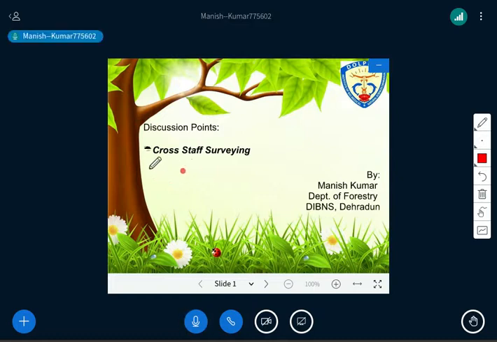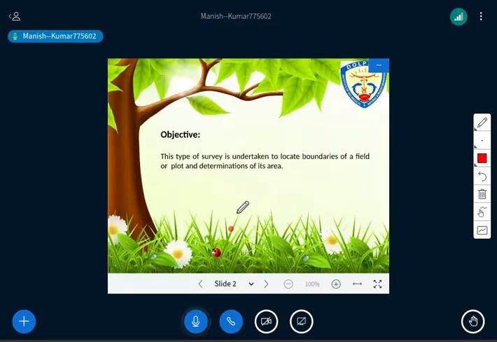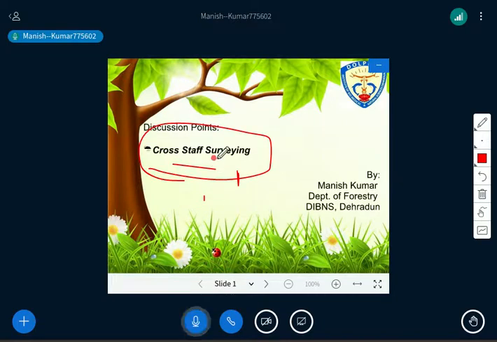Well, today's topic is cross staff surveying, right? If you remember, when I discussed the concept of offset, I hope most of you remember that. In that offset, I discussed this instrument, because the cross staff is required to draw the offset. So most of you remember that thing here. I would like to explain it to you, and as you have seen, the topic is surveying, right?